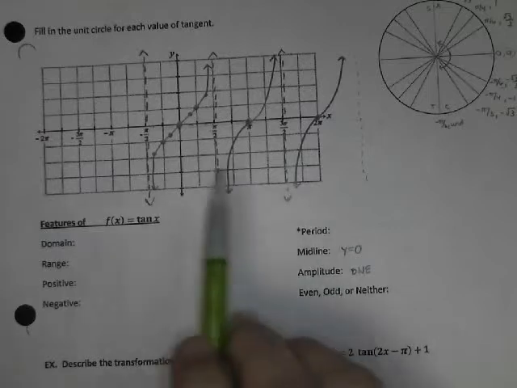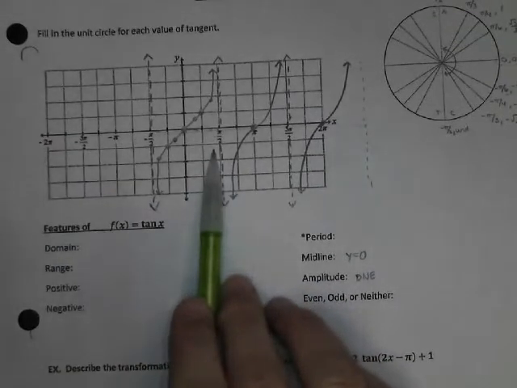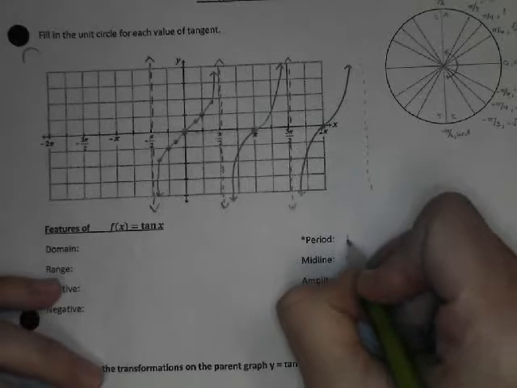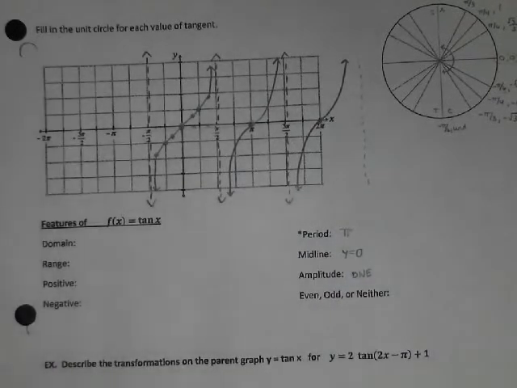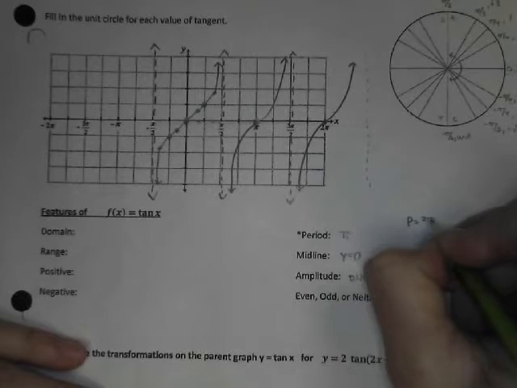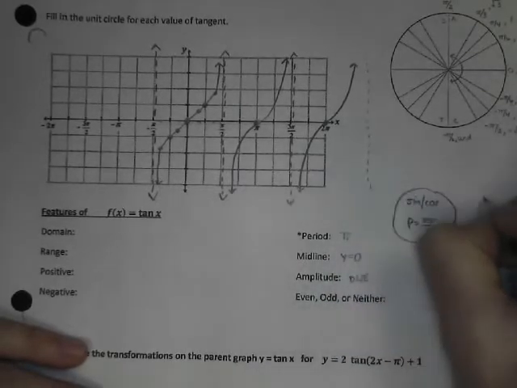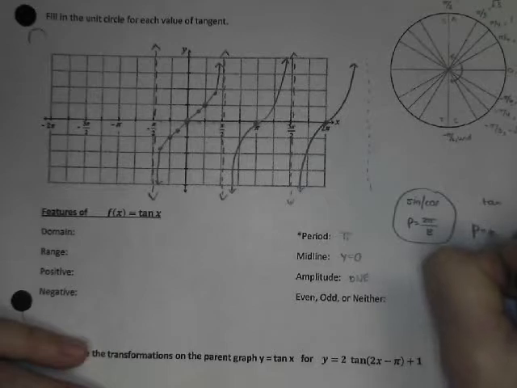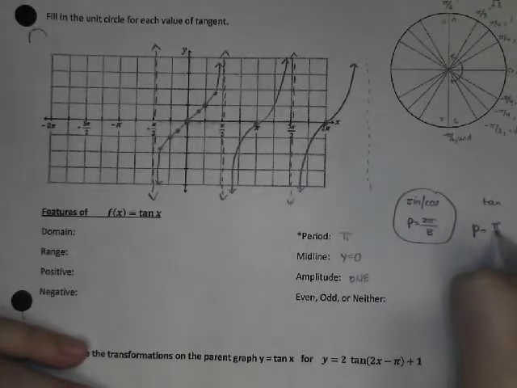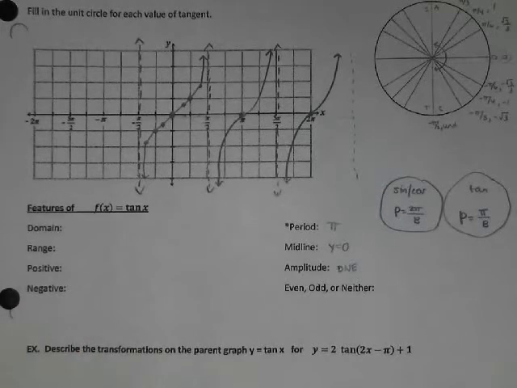The period is different. Negative pi over 2 to pi over 2. For sine and cosine, the period was 2 pi, but for tangent, it's only pi. So our period formula is actually 2 pi over b only for sine and cosine graphs. Okay, but for a tangent graph, your period starts as being pi, and then you divide it by b if there is a horizontal stretch or compression.